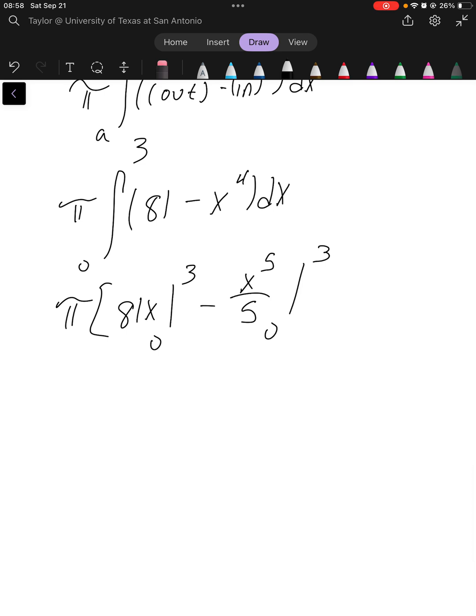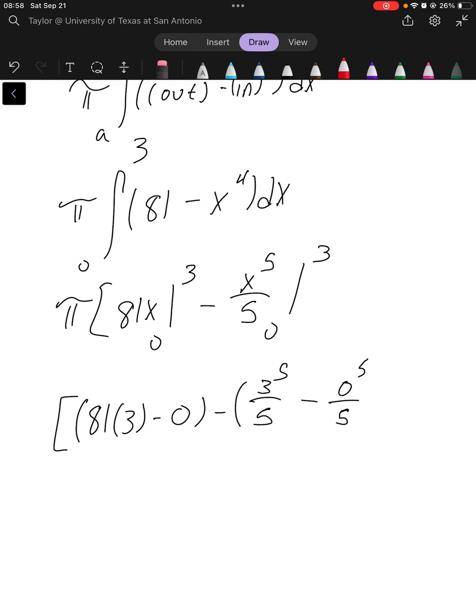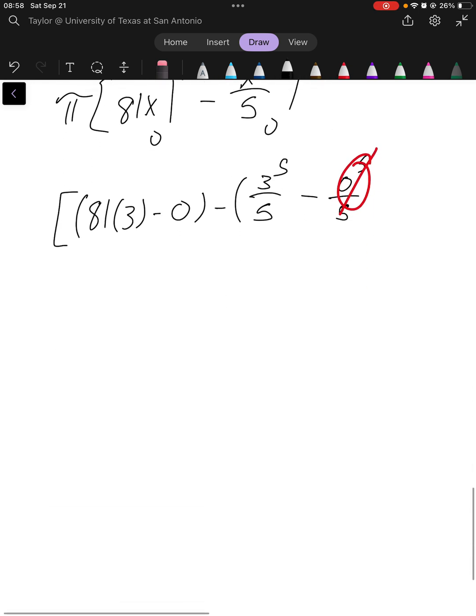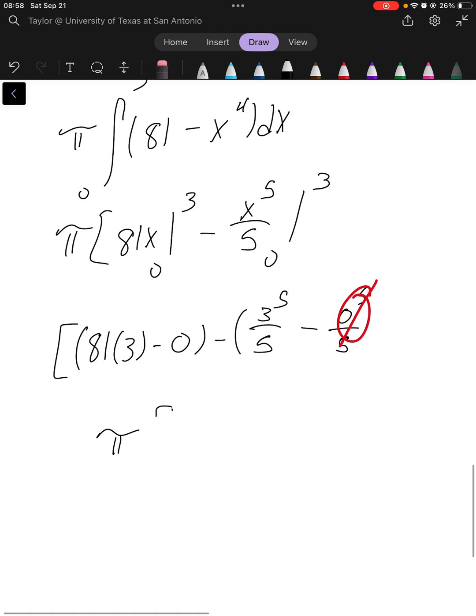Okay, so the next thing we need to do is just substitute in our bounds of integration. So we get 81 times 3, minus 0, minus 3 to the 5th over 5, minus 0 to the 5th over 5. This gives me 0. So cleaning this up, we get pi times 81 times 3, minus 3 to the 5th over 5, minus 0.